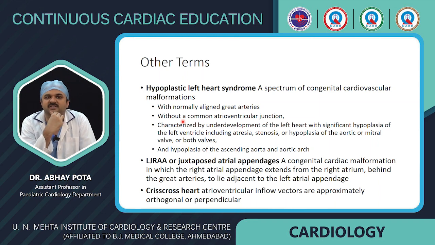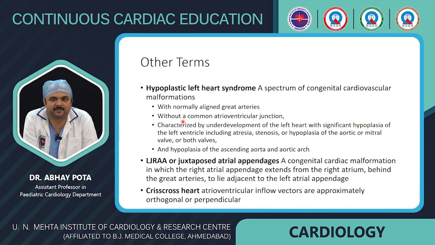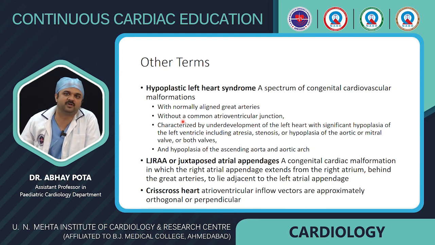One more common terminology is juxtaposed atrial appendages. What is juxtaposed atrial appendages? Any congenital cardiac malformation in which the right atrial appendage extends from the right atrium behind the great arteries to lie adjacent to the left atrial appendage. So, for example, in case of left juxtaposed right atrial appendage, this means that the right atrial appendage and left atrial appendage both are on the same side, that is, on the left side. Left juxtaposition of the right atrial appendage is nearly 9 times more common than right juxtaposition of the left atrial appendage.